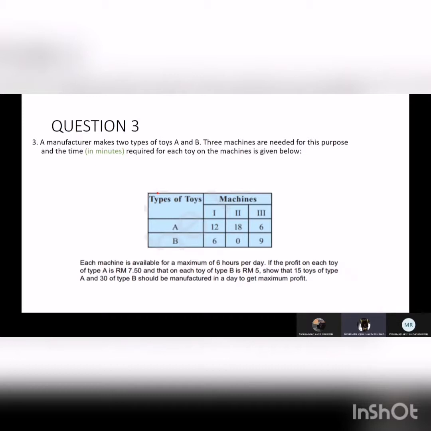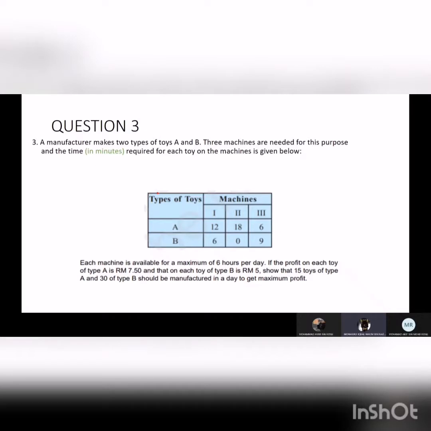The question is: a manufacturer made two types of toy, A and B. 3 machines are needed for this purpose, and the time in minutes required for each toy on each machine is below. For the type of toy, we have type A and type B. For the machines, I have 3, 1, 2, 3.